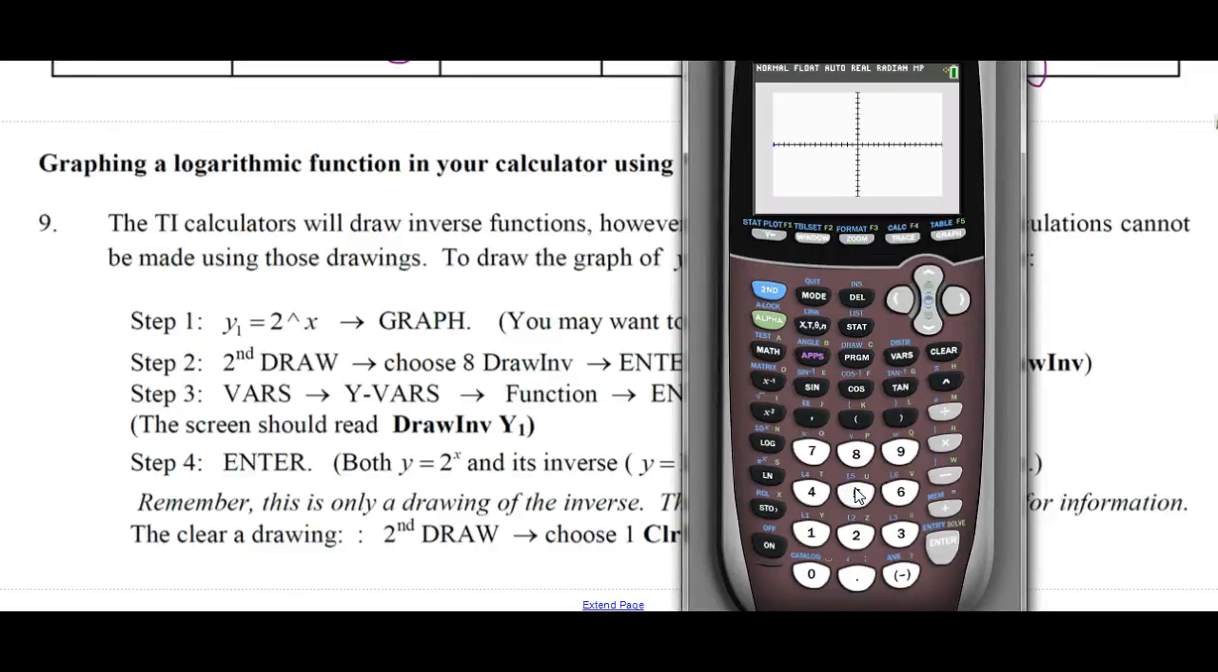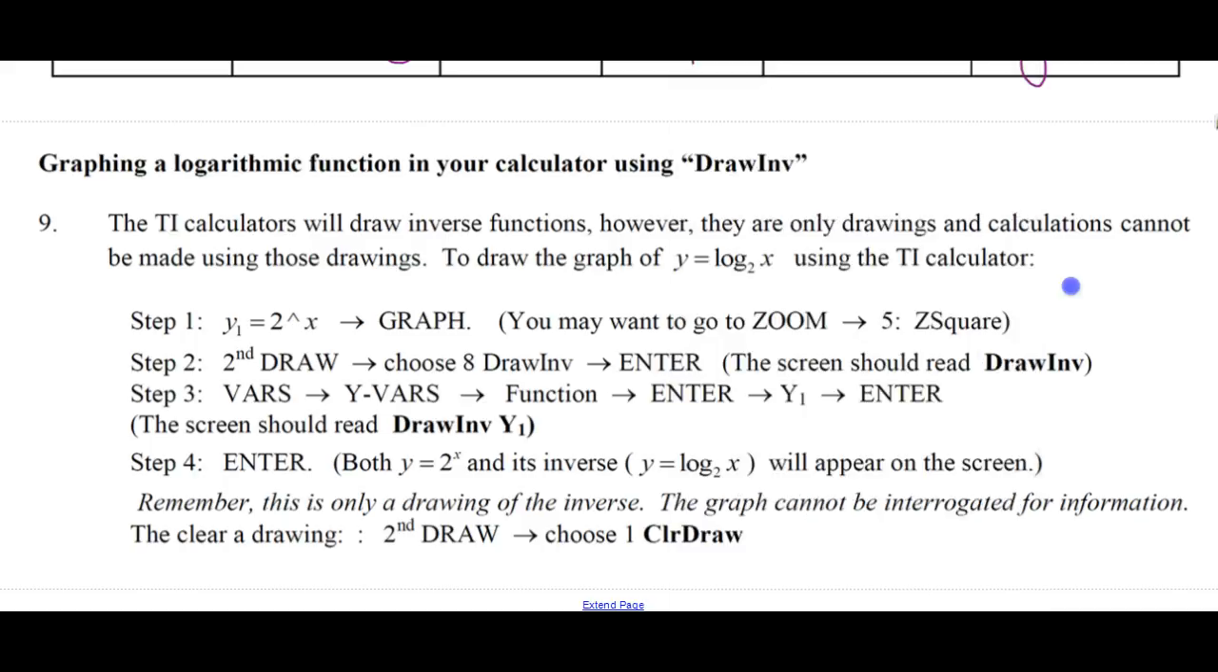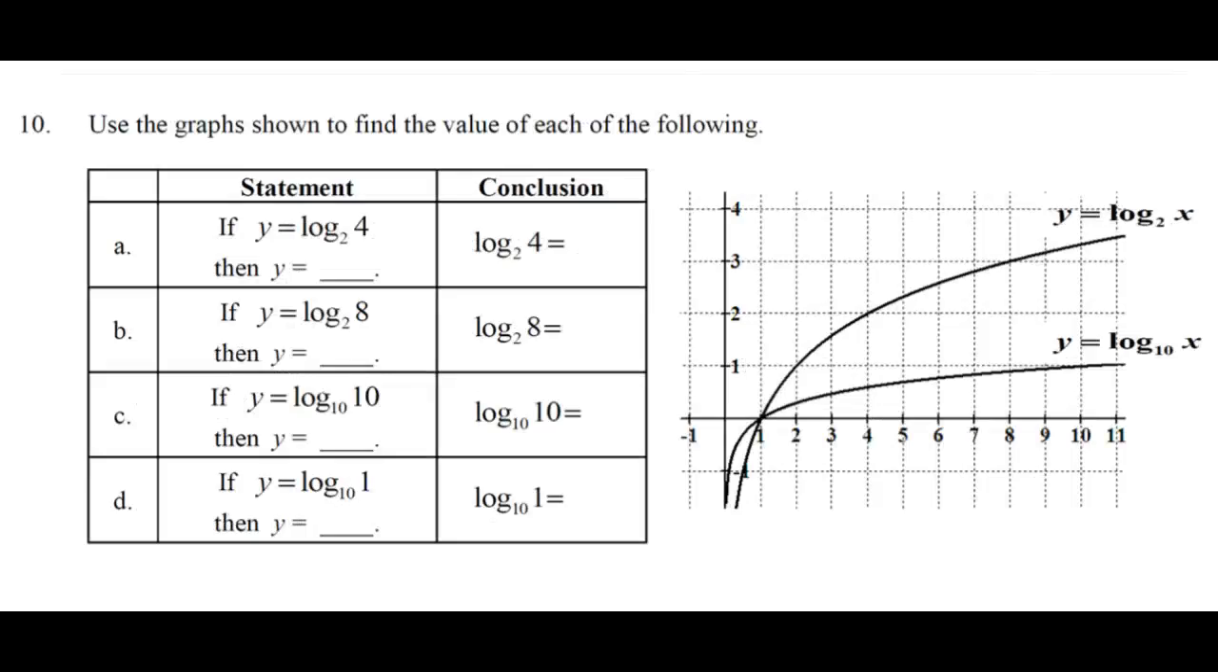Zoom 5, zoom square. That just adjusts the aspect ratio so that you're getting a square picture and it's not elongated. The screen isn't square, so it's a little bit longer this way. Second draw inverse. Oh, I didn't say what. Over to y-vars, hit enter twice. So if you want to get y1, alpha F4, it's not on the sheet, but you know that, and there we go.